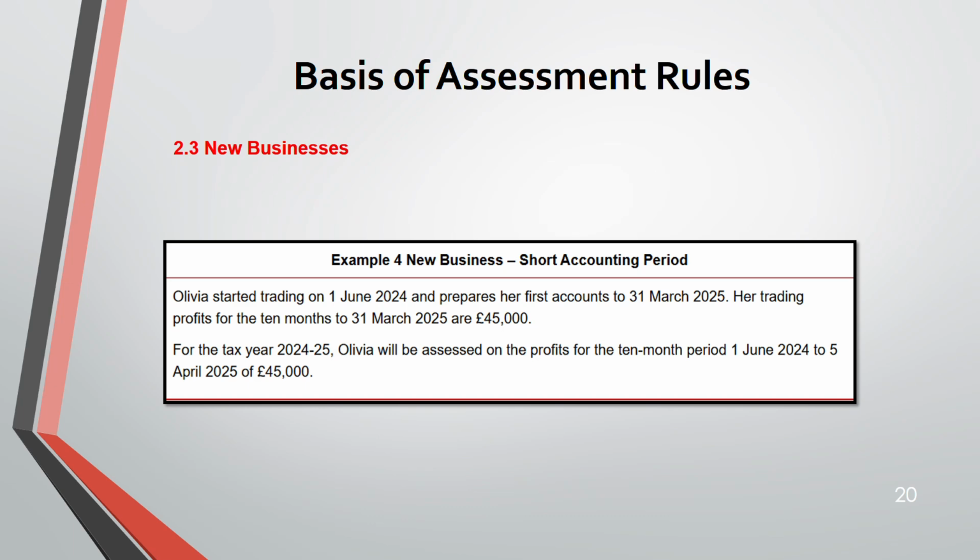Now, example 4. So Oliver starts trading on 1st June 2024, preparing accounts to 31st March 2025. Okay. So it's from June to March, 10 months. So they have given 45,000. Here, you don't have to apportion anything. Straight away you can take 45,000. Because remember, 31st March and 5th April year ends are taken as the same.